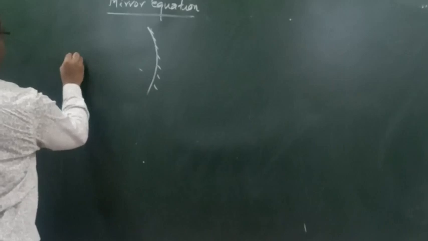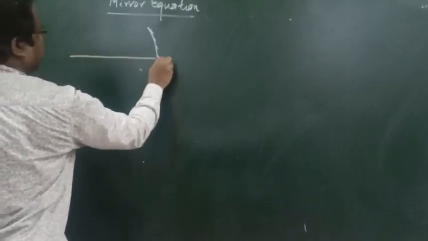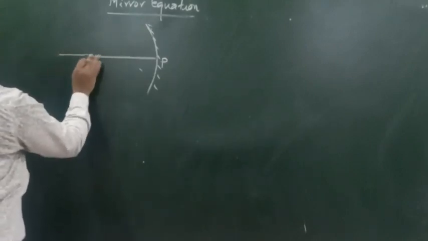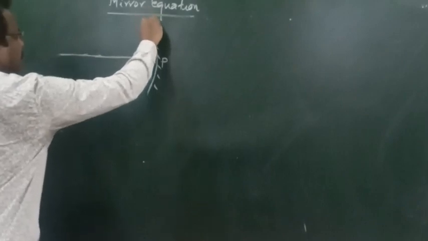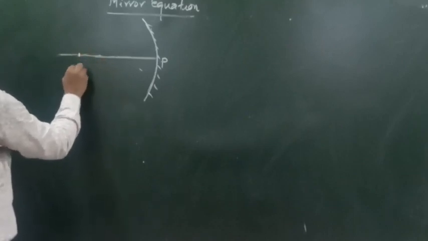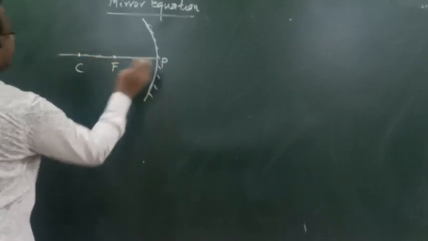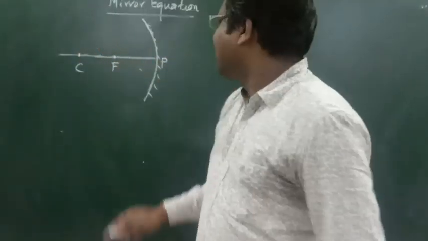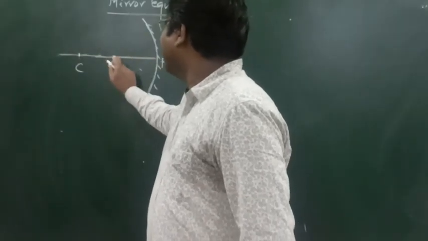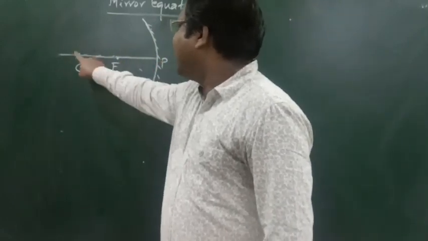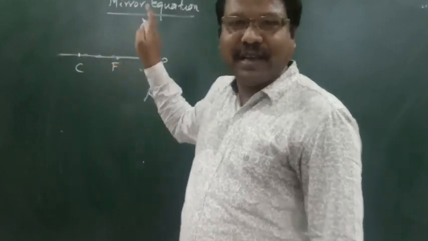Again, okay, P is the pole, and here is the center of curvature, and here is the focus. We have derived that focus will lie just within what? In between the pole and the center, because if this is R, this is F, then F must be R by 2. अभी हमने देखा, ठीक है? So ये F है, ये R है, तो फोकस को P और C के बीच में होना चाहिए, because F equals to R by 2. Okay, so we have taken here the focus.